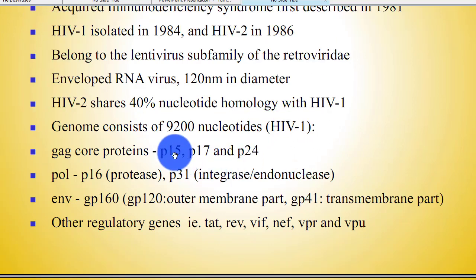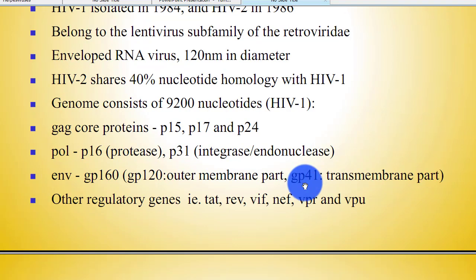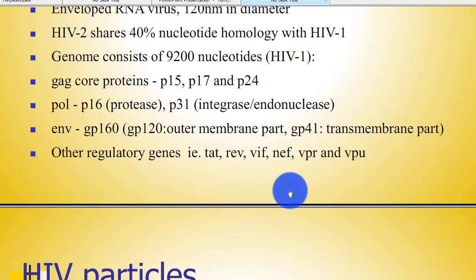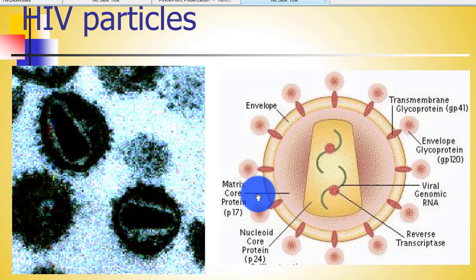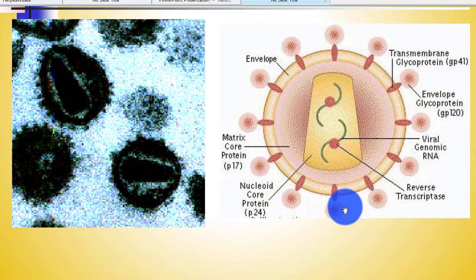The genome consists of 9,200 nucleotides. HIV-1 genes include gag, core protein p15, p17, p24, p16, protease, p31 integrase and endonuclease, and envelope gp160, gp120, the outer membrane part, and gp41, the transmembrane part. Other regulatory genes include tat, rev, vpr, nef, vif, and vpu.